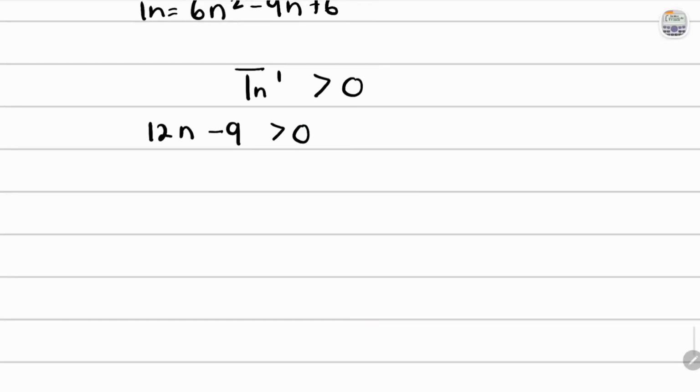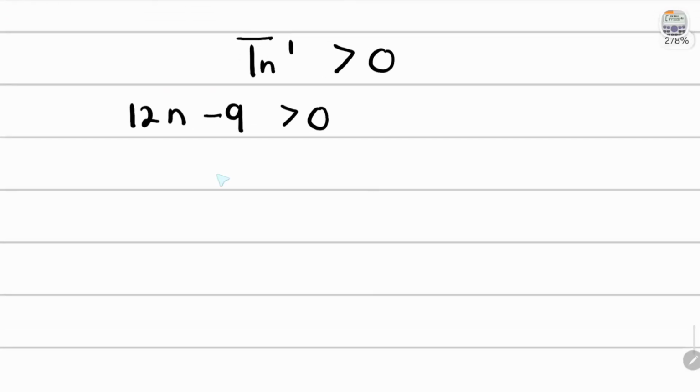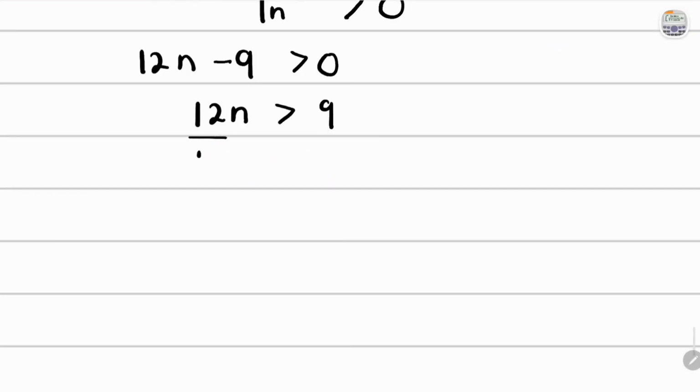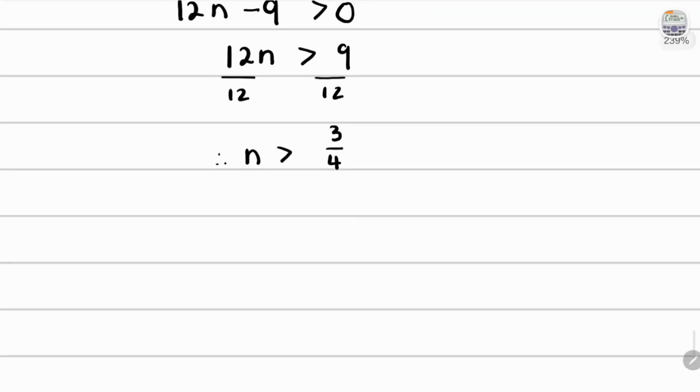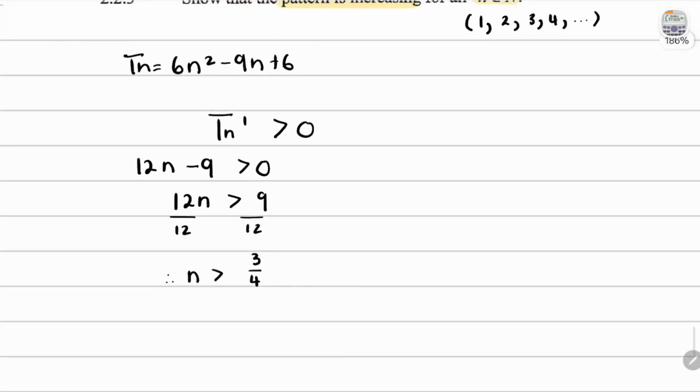and we can just solve for n here. This is a linear inequality, so we don't have to overthink it. We can simply take negative 9 over. So we have 12n is greater than positive 9, and divide both sides by 12. Therefore, n is greater than, if you simplify that, there's a common factor of 3, so that's going to be 3 over 4. Okay, so yes, that actually does prove that.